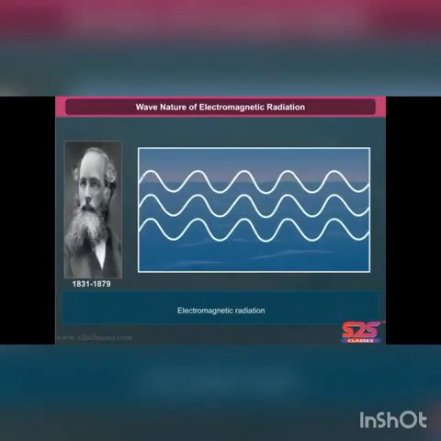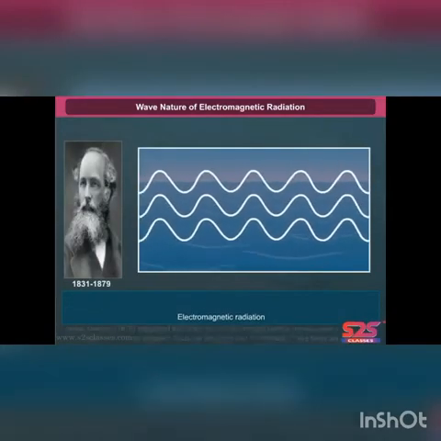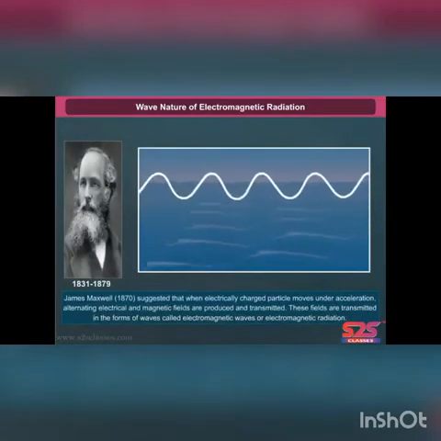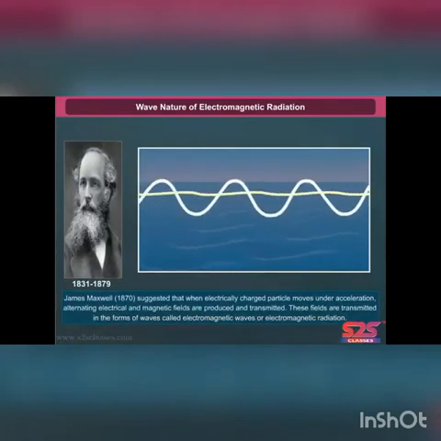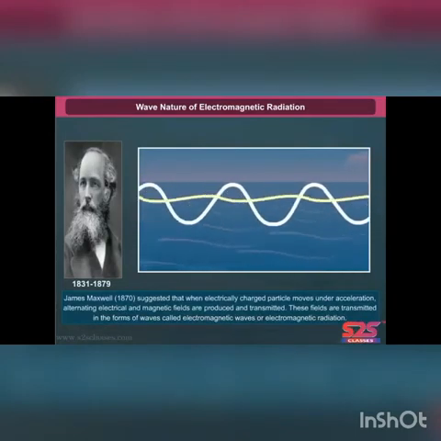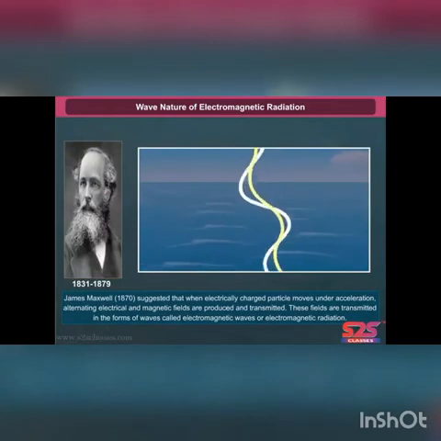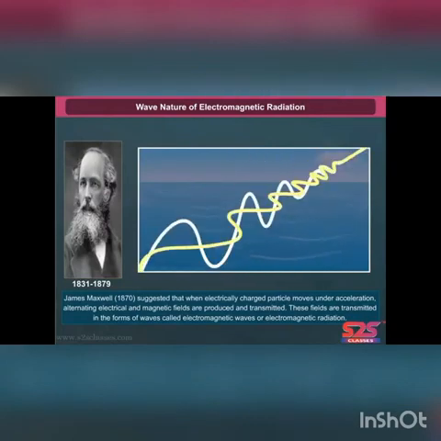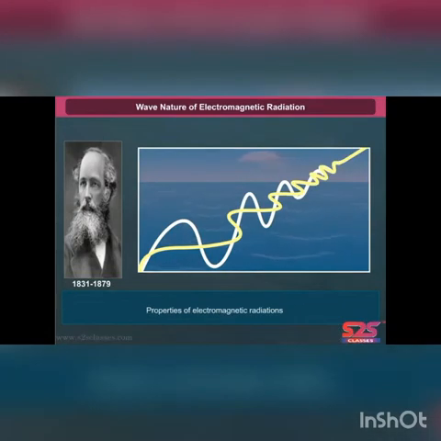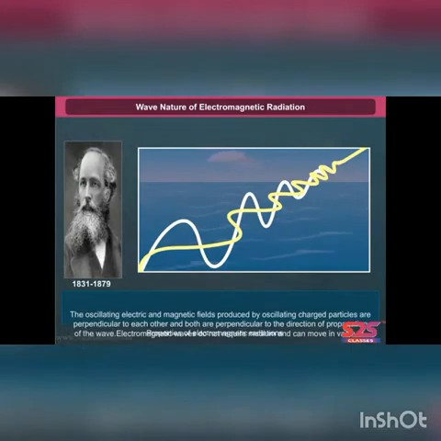Wave nature of electromagnetic radiation. James Maxwell in 1870 suggested that when electrically charged particles move under acceleration, alternating electrical and magnetic fields are produced and transmitted. These fields are transmitted in the form of waves called electromagnetic waves or electromagnetic radiations. Let us discuss some basic properties of these radiations.